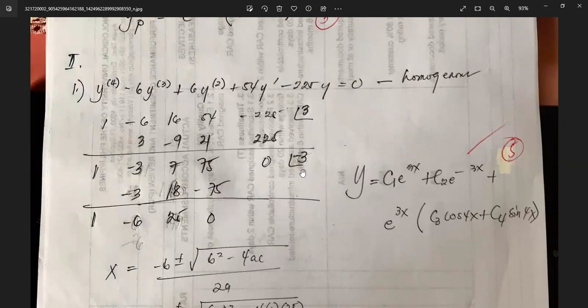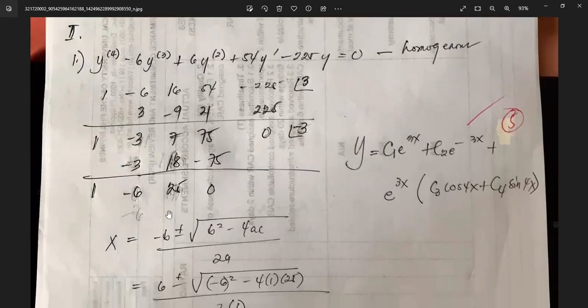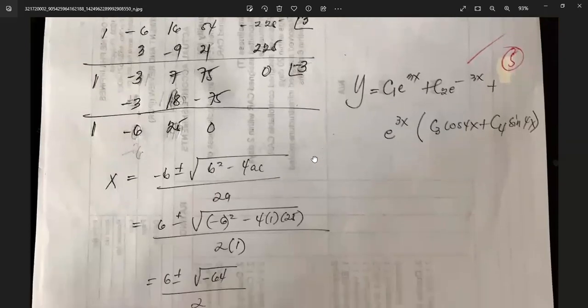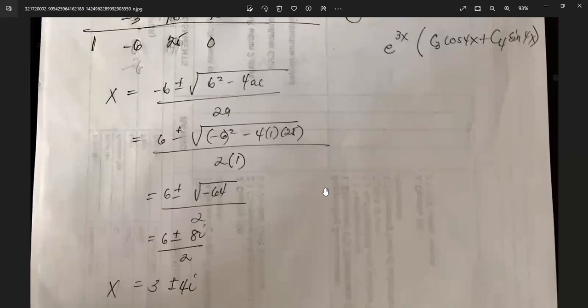Okay, I need not spell out what synthetic division is. And this one requires the quadratic equation, so you can also use your calculator for that. But your pair of complex conjugate roots are 3 plus 4i and 3 minus 4i. And we have discussed that if you have a complex root, the form of your complementary solution will use the real part as the argument of the exponential function and will use the imaginary part as the argument of the sine and cosine function.